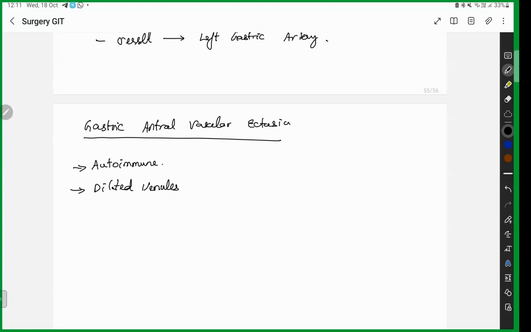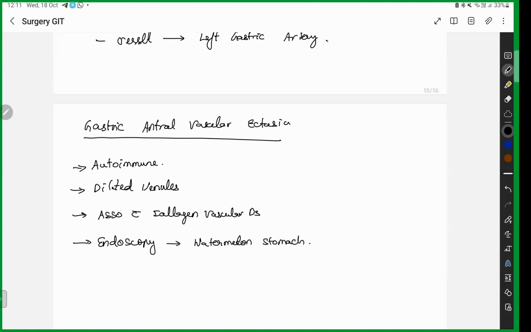Very important. This is associated with collagen vascular disease. I want you all to note this point very importantly. A newly added point in your Bailey and Love. It is associated with collagen vascular disease. And also remember the endoscopy. When you put in the endoscope, what you can see is watermelon stomach. That is very important.